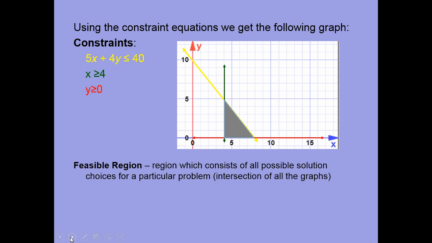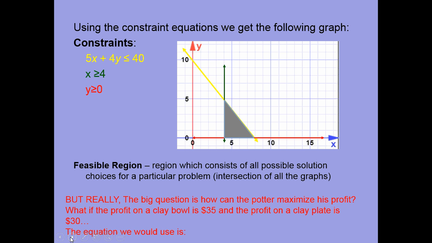But that feasible region, while it's the region which consists of all the possible solutions, he can choose from any single one of those and be okay. The potter has a business to run here. He doesn't just want to be okay. He wants to make money. In fact, he wants to try to maximize his profit. So the big question really is, how can the potter be sure that he's maximizing his profit?